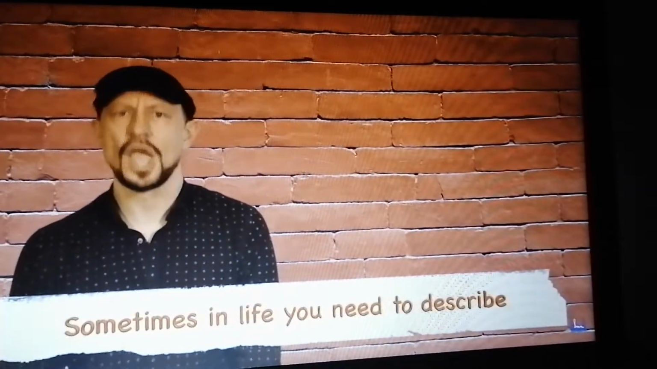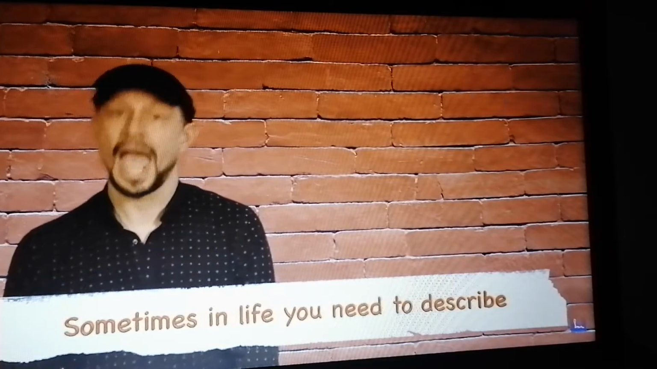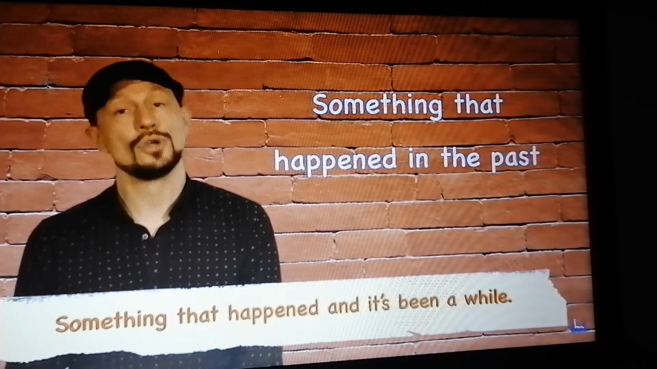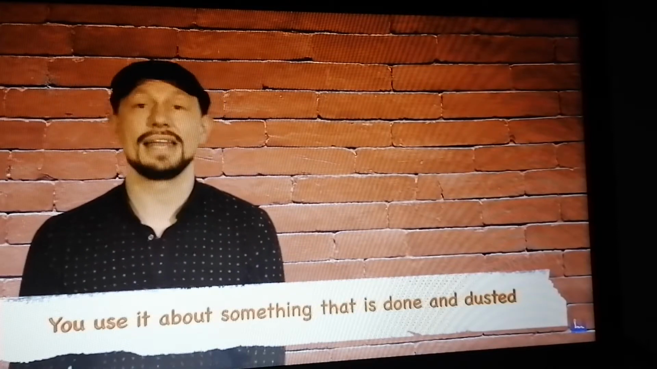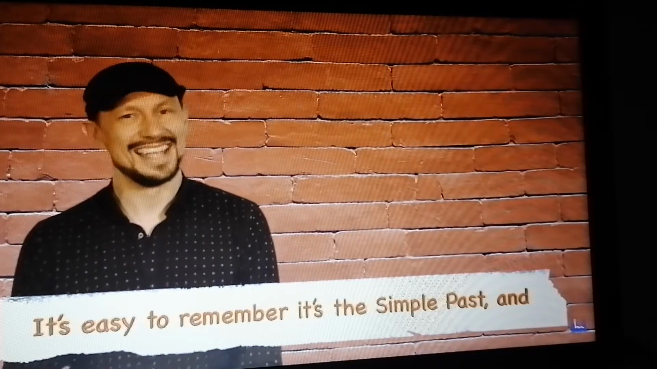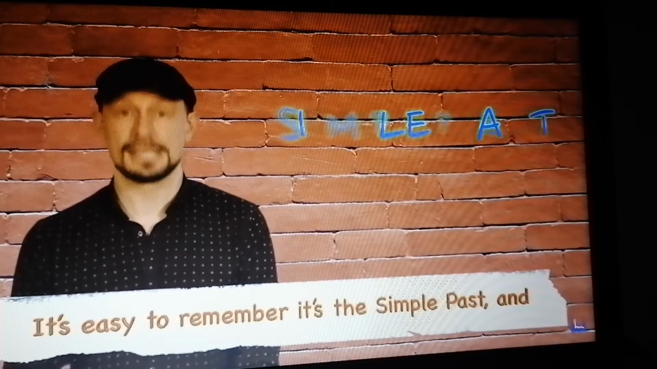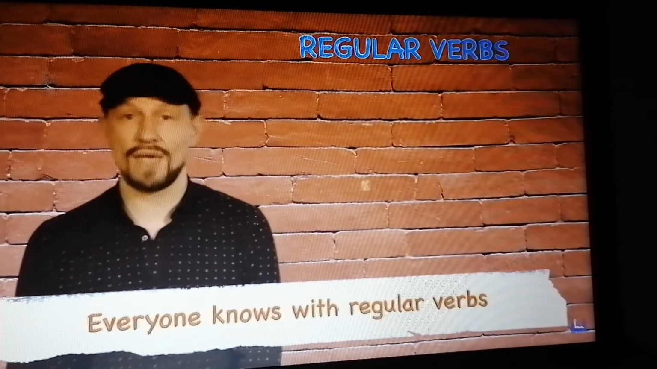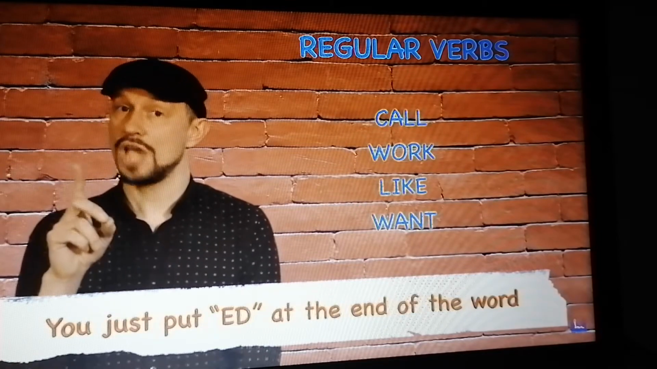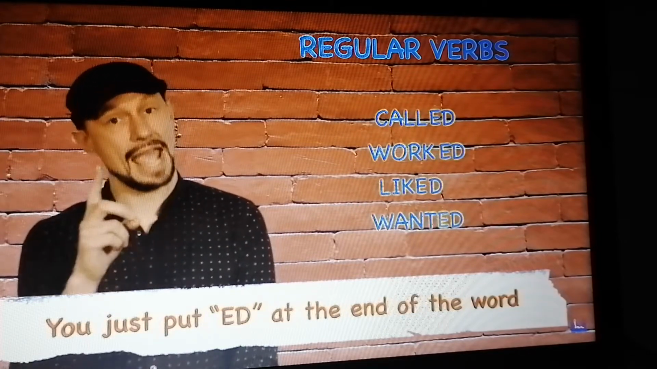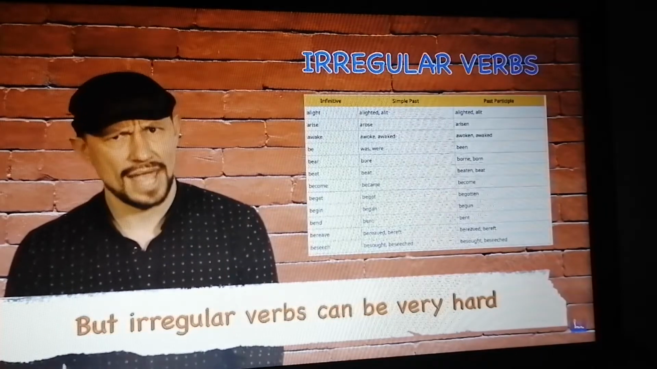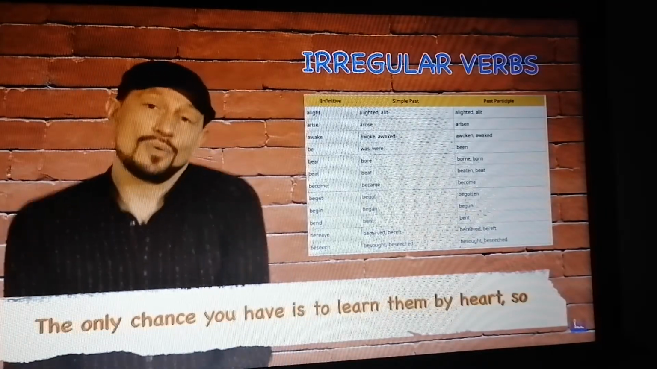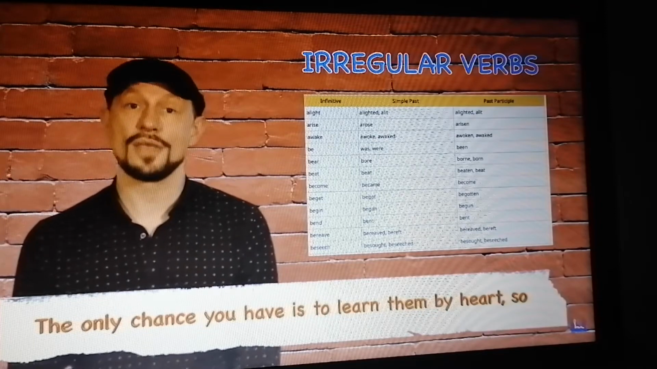Sometimes in life you need to describe something that happened and it's been a while. You use it about something that is done and dusted. It's easy to remember, it's the simple past. And everyone knows with regular verbs you just put ed at the end of the word. But irregular verbs can be very hard. The only chance you have is to learn them by heart.